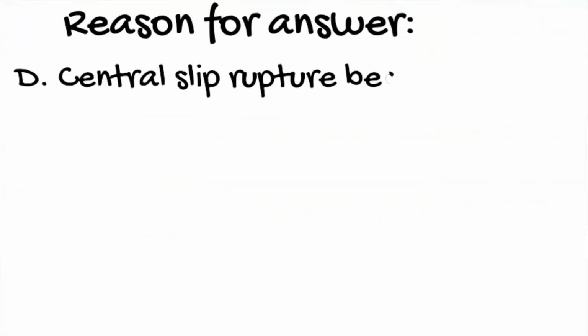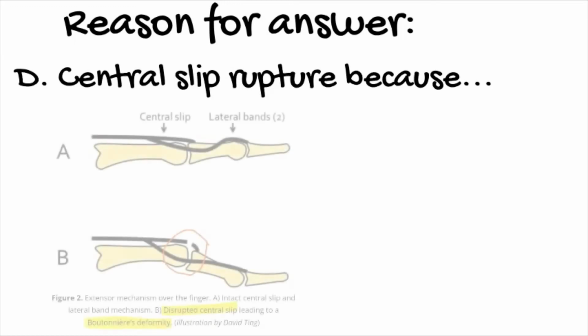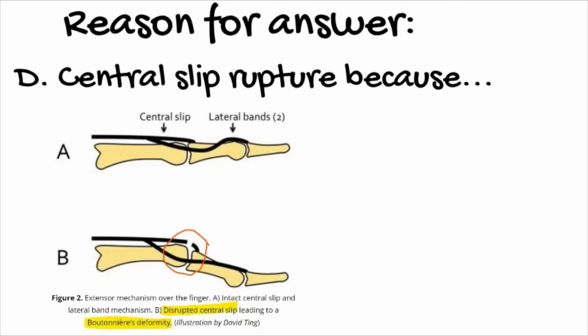The reason for our answer being D, central slip rupture, is that based on this illustration, disruption of the central slip will lead to a boutonniere deformity.